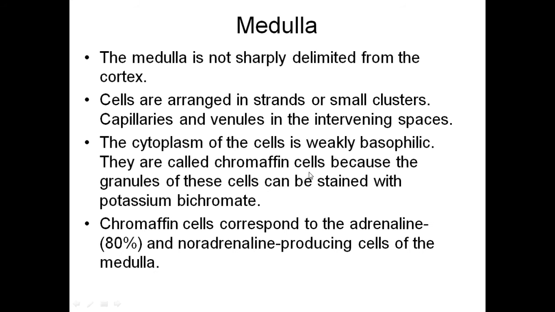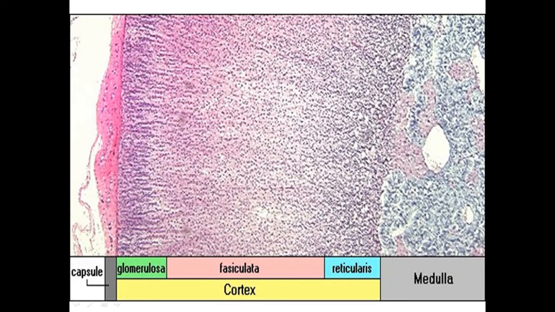They are called chromaffin cells because the granules of these cells are stained with potassium bichromate, and the chromaffin cells correspond to adrenaline secretion of 80%, while noradrenaline secretion is 20%. So we can easily differentiate the medulla from the cortex.